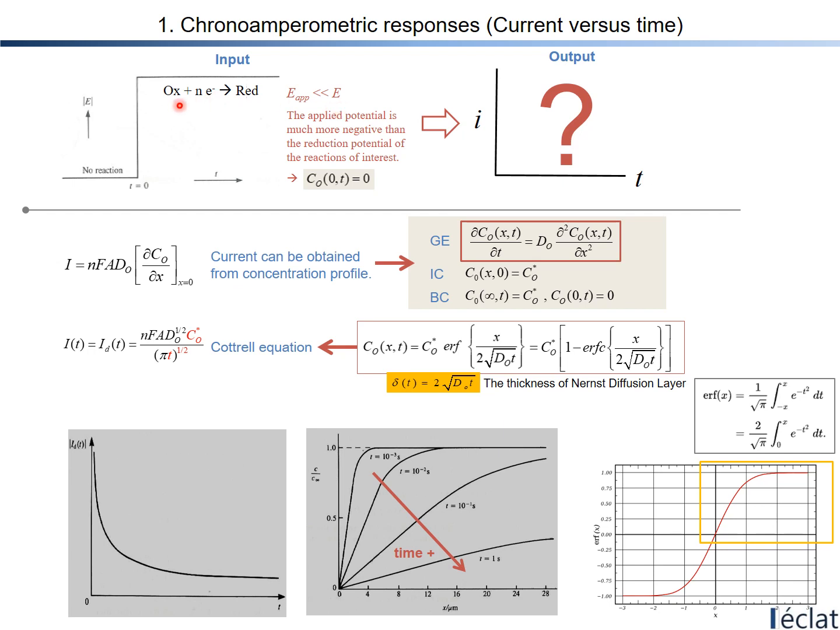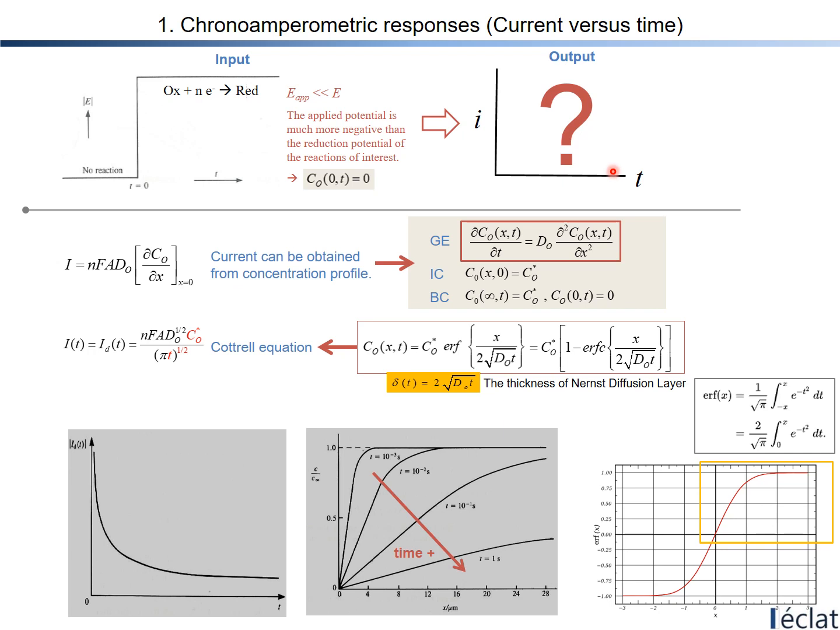Then, the oxidized species is totally reduced into reduced species. Therefore, you cannot find any oxidized species on the surface of the electrode. We could use the concentration of oxidized species at the surface of the electrode being equal to 0 as the boundary condition of Fick's second law. Anyway, our question is, what kind of chronoamperometric responses could be obtained as a function of time?